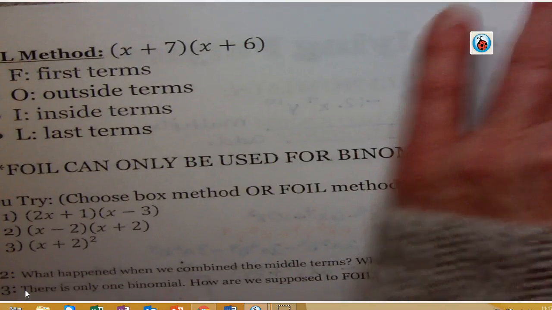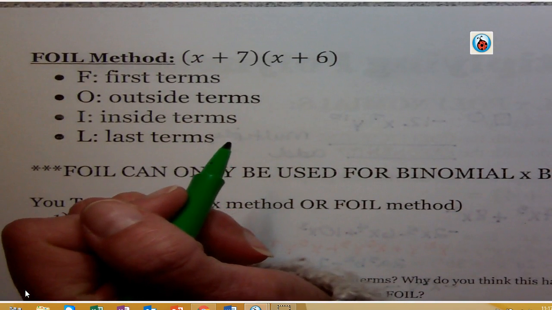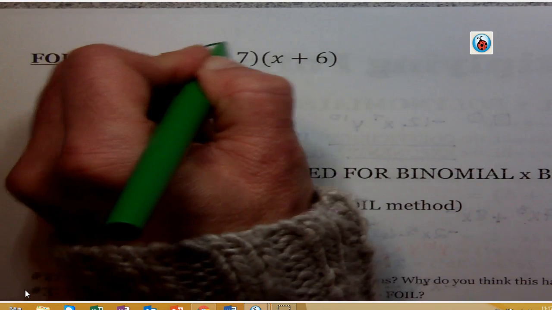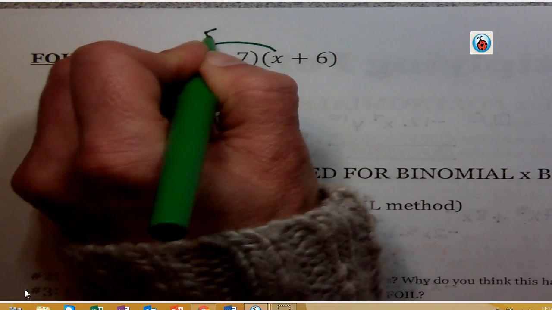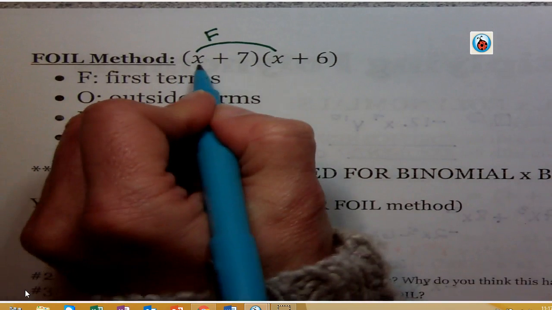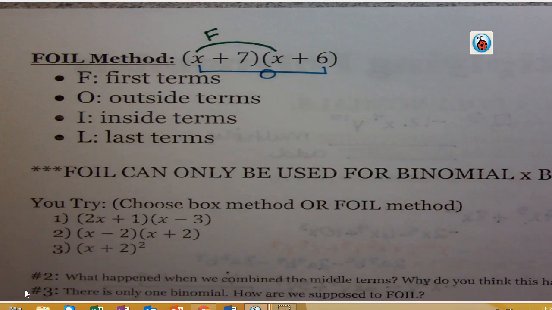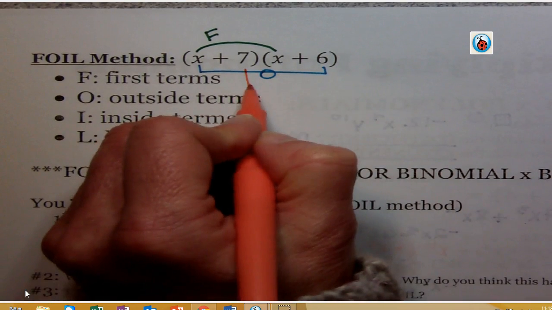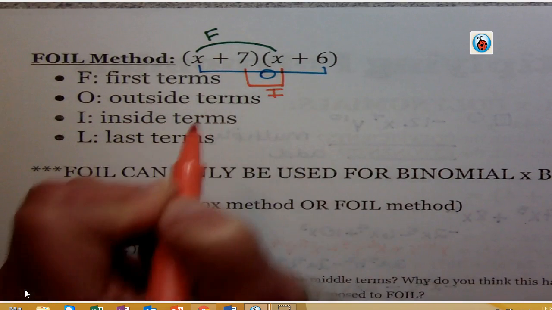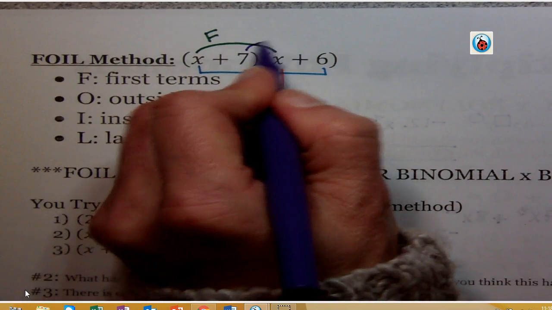Okay, moving on. The FOIL method is exactly the same as the box, except we're just going to do it more in our heads. This is our F term. This is our outside. This would be our inside. And then our last terms.